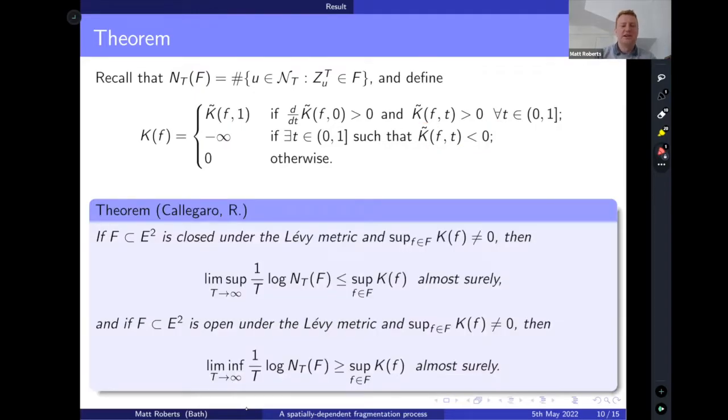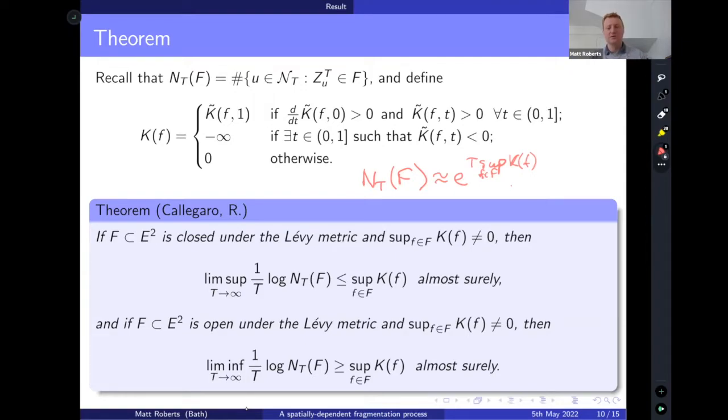And our theorem basically says that nt of f is approximately e to the t. Sorry, well, that doesn't make sense. e to the t sup over little f in big F of k of little f. Okay. Again, apologies for the handwriting. Right, and the theorem is written in this large deviations style, but it's very much not a large deviations result. In fact, it's an almost sure result. It's about events that happen with probability 1. So it says that this happens almost surely.